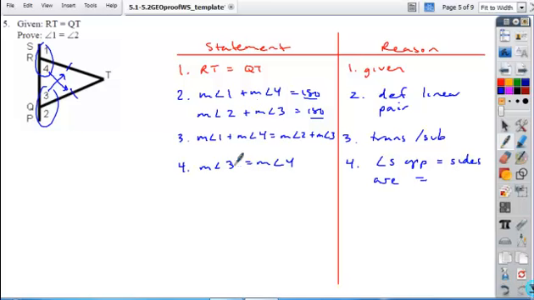For all of the proofs, you can kind of jumble the order of steps. Okay.